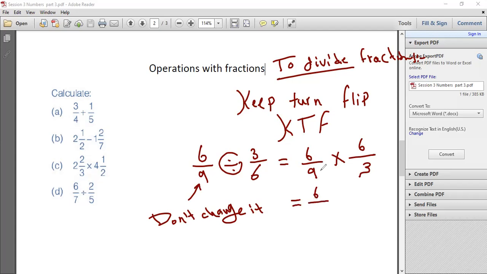Now it's like normal multiplying. 6/9 multiply 6/3, 36/27. Now simplify it. You can use the calculator. It will be 1/3.